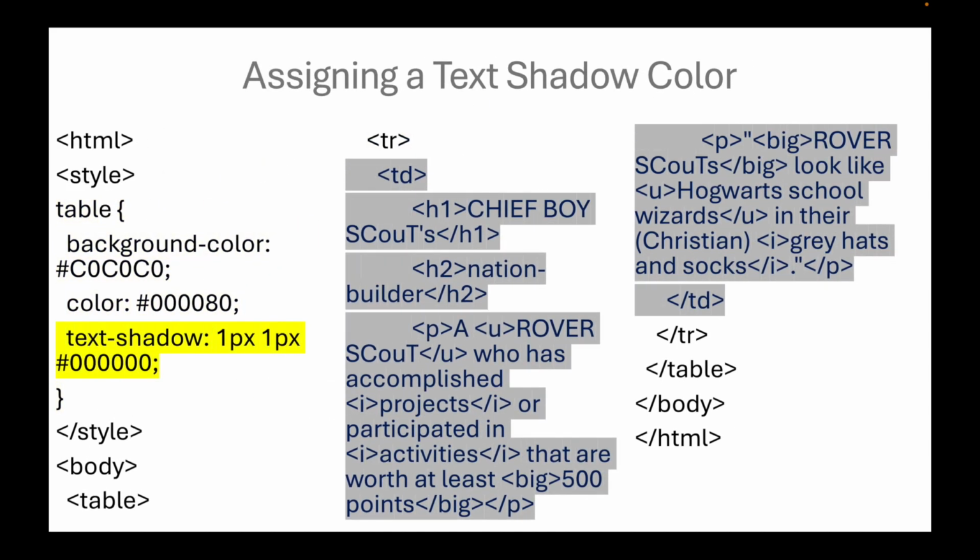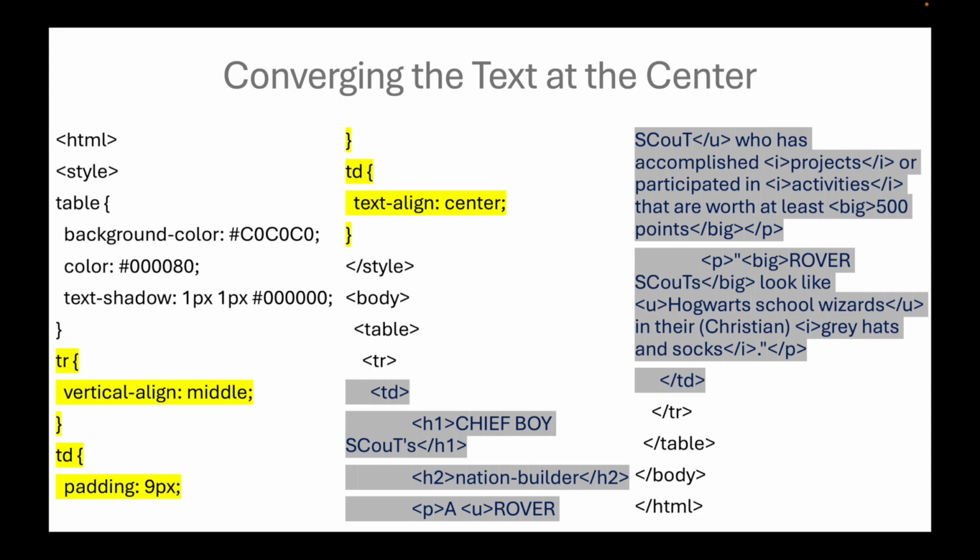We will assign the same text shadow color. It's black again. We will converge the text at the center. That is, the vertical alignment should be in the middle, while the horizontal one should be at the center.